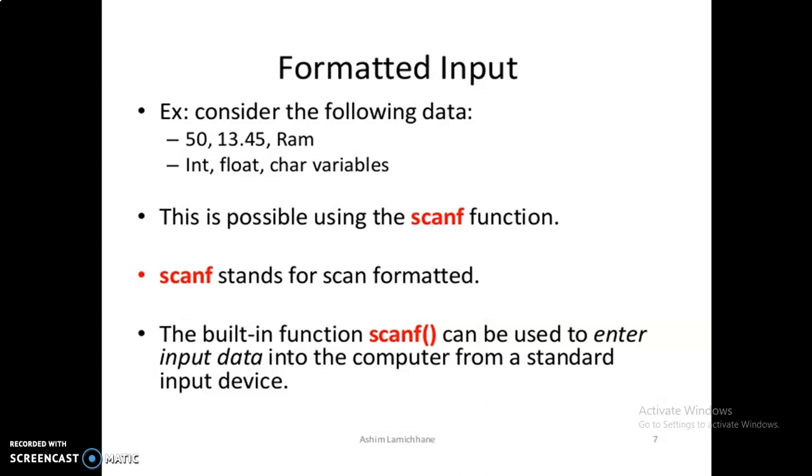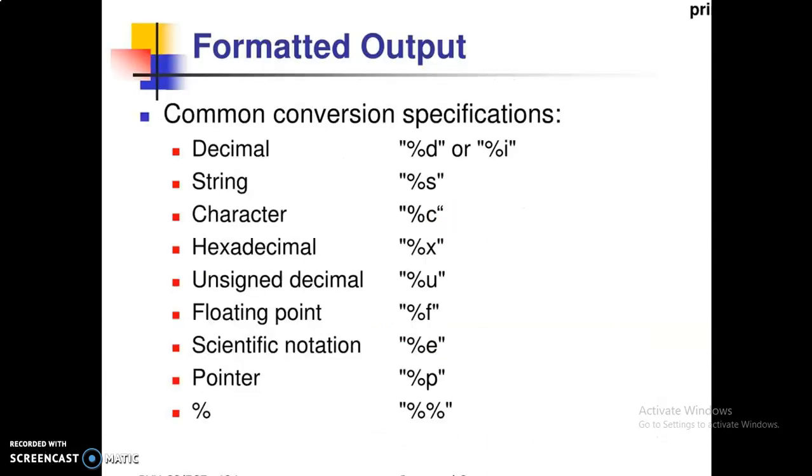With the use of scanf only, you get input by using the keyboard, that means the prompt message. These are the format specifiers or conversion specifications. For decimal or integer, you have to mention percentage D. For the string, percentage S. For character, percentage C. For hexadecimal, percentage X. For unsigned decimal, percentage U. For floating point, you have to mention the specifier percentage F. For scientific notation, percentage E. For pointer, percentage P. And for the mod symbol, double mod symbol here.